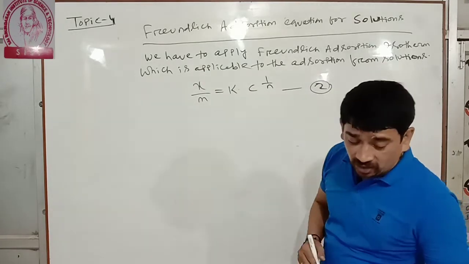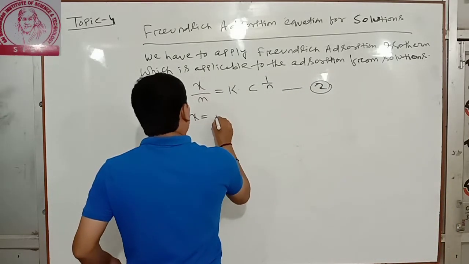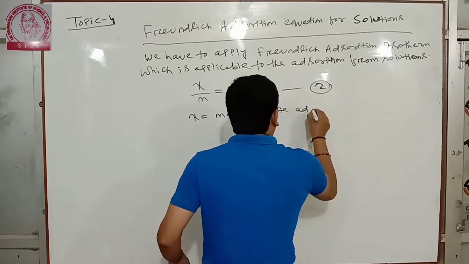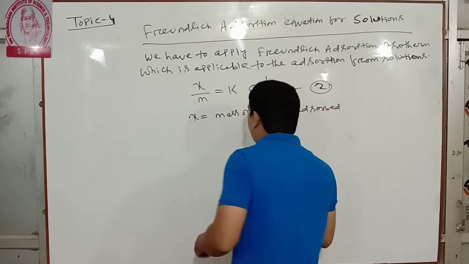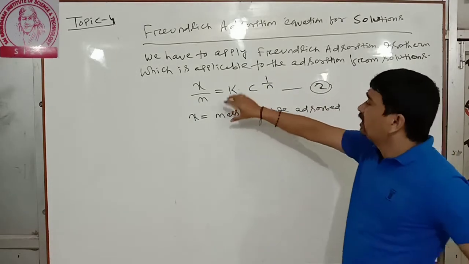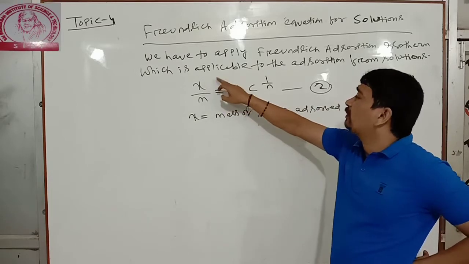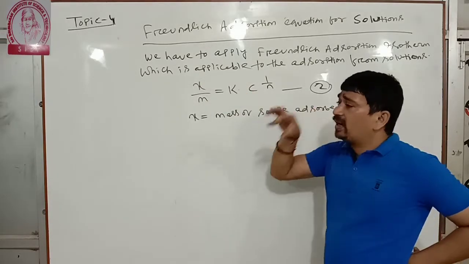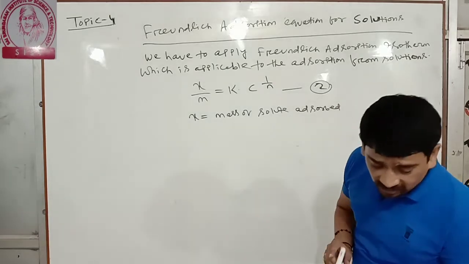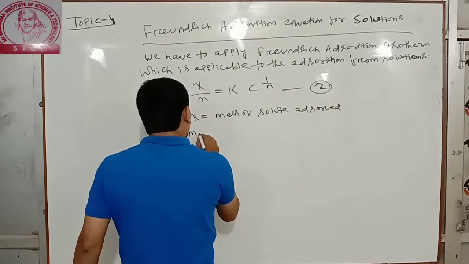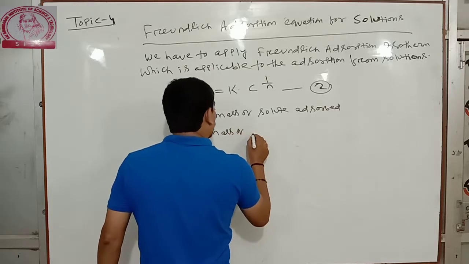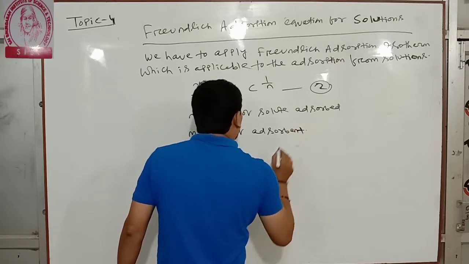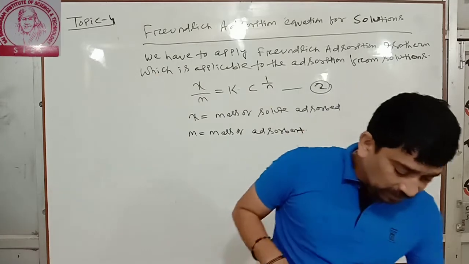Here x is the mass of solute adsorbed, or mass of solute particles that adsorb on the adsorbent. m is the mass of adsorbent.